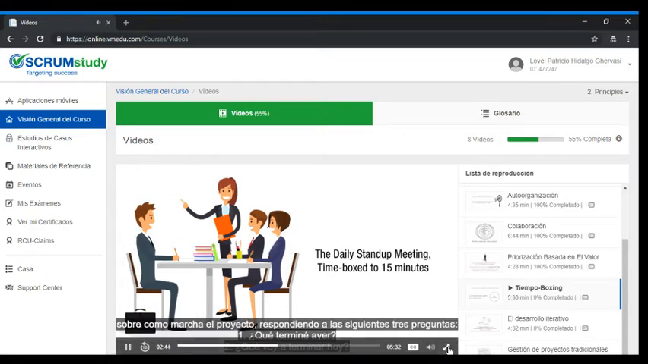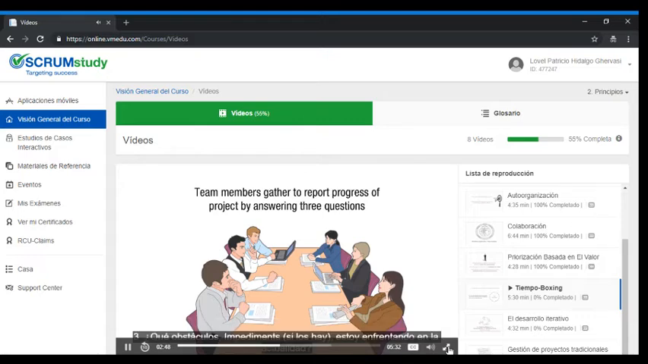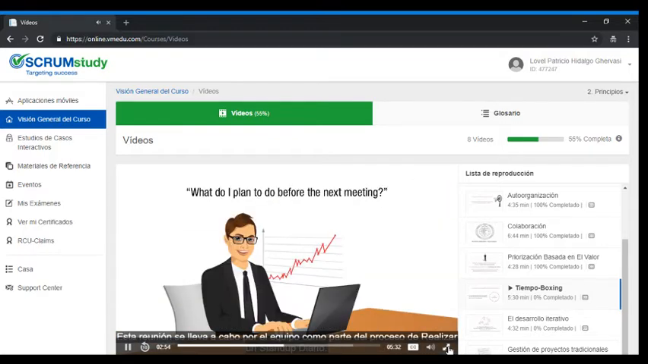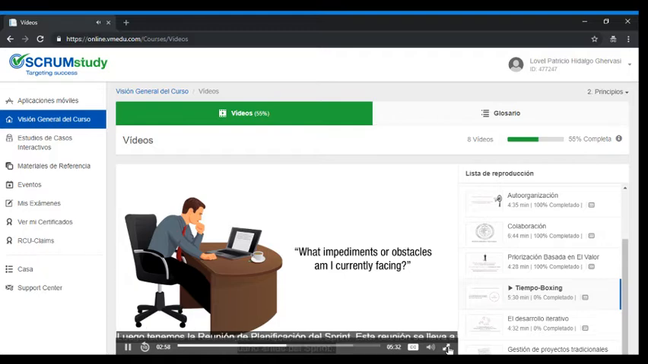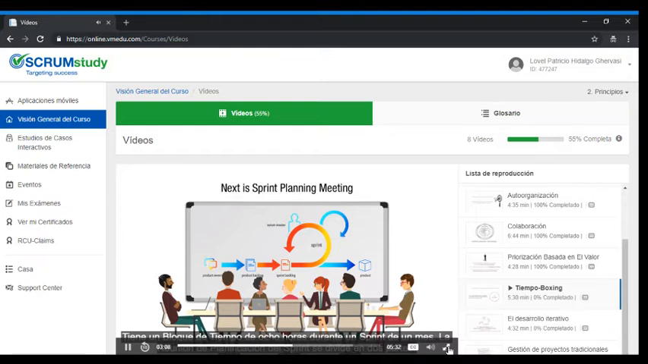Second, the daily stand-up meeting, which is time boxed to 15 minutes. The team members gather to report the progress of the project by answering the following 3 questions. What have I done since the last meeting? What do I plan to do before the next meeting? And what impediments or obstacles, if any, am I currently facing? This meeting is carried out by the team as part of the Conduct Daily Stand-Up process.